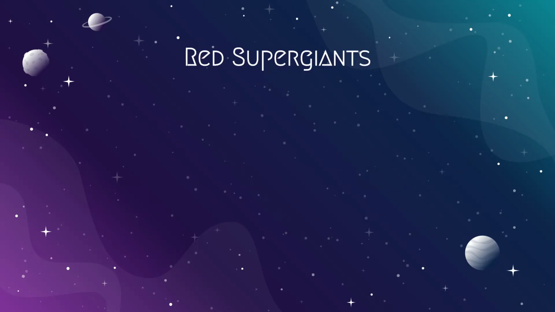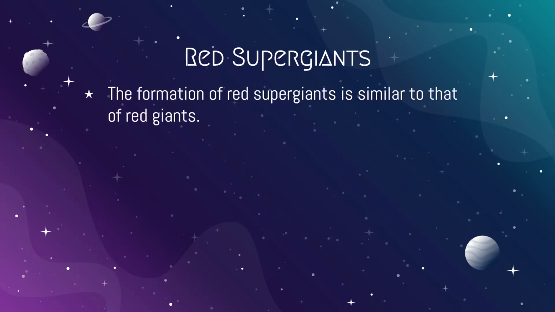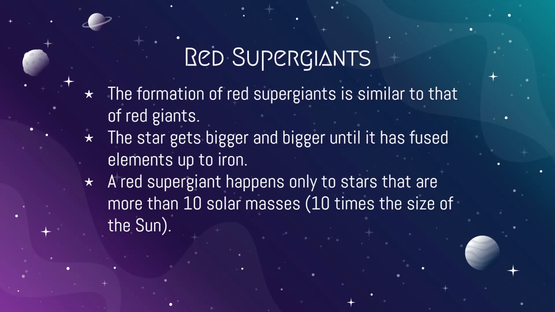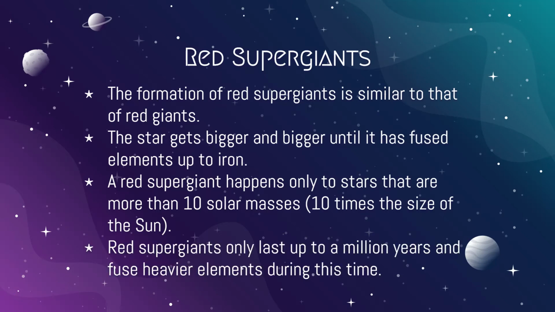Larger stars will become supergiants. The formation of red supergiants is similar to that of red giants. The star gets bigger and bigger until it has fused elements up until iron. A red supergiant happens only to stars that are more than 10 solar masses, or 10 times the size of the Sun. Red supergiants only last up to 1 million years and fuse heavier elements during this time.